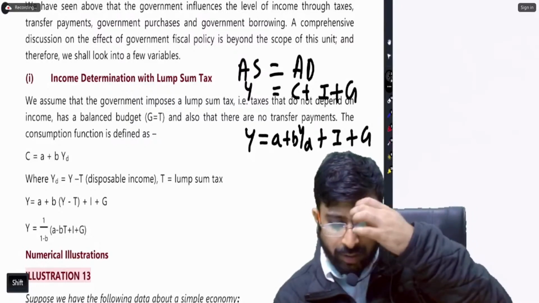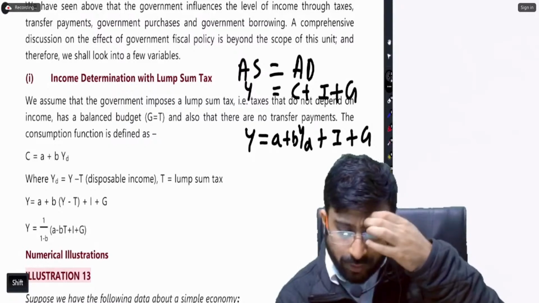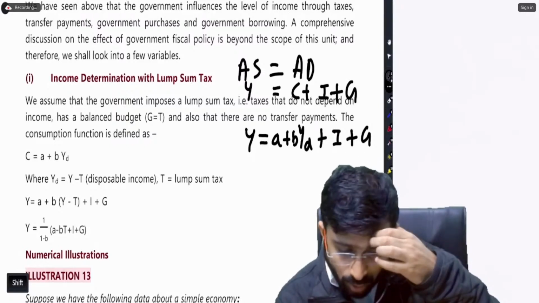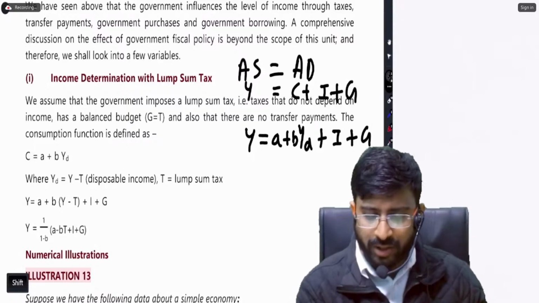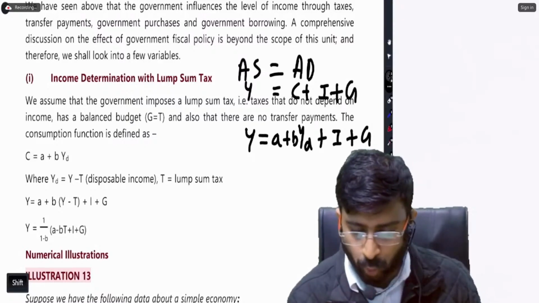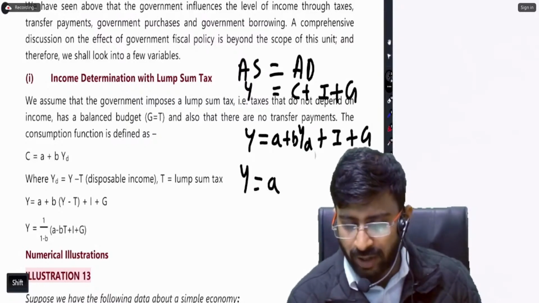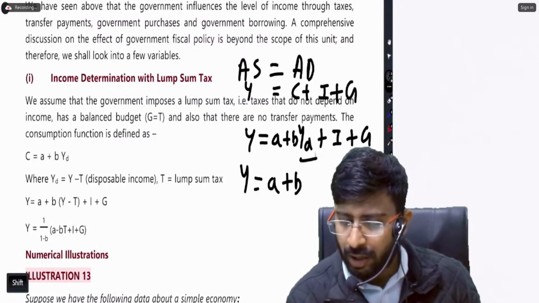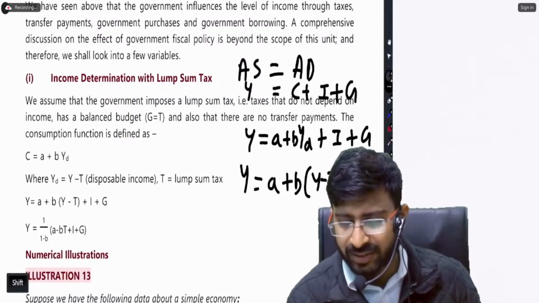Now pay attention, everyone. When we take common, it also becomes one more thing. Sir, what does it become therefore? See, I'll explain. YD is what? I write Y here. A plus B. What is disposable income? Disposable income is income minus taxes.